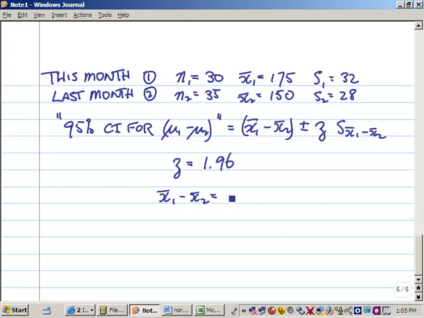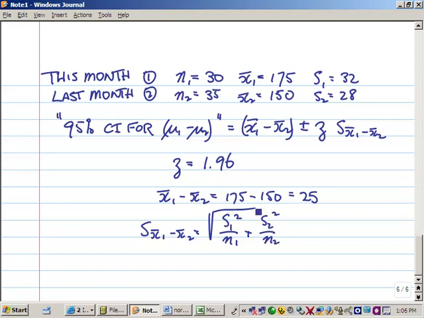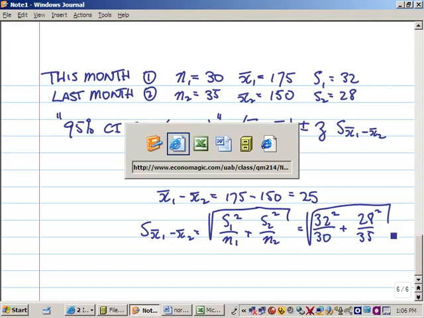X bar 1 minus x bar 2, 175 minus 150, is a 25 customers per hour increase, and we need the standard deviation s sub x bar 1 minus x bar 2, the square root of s1 squared on n1 plus s2 squared on n2: 32 squared divided by 30 plus 28 squared divided by 35. Don't forget the square root sign. Let's go to Excel and work that out.